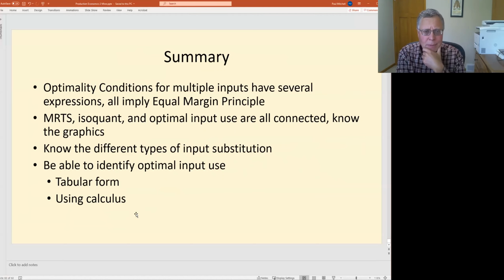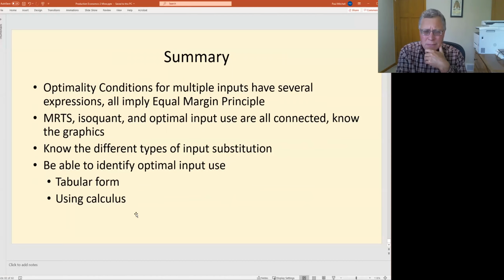We've gone through the optimality conditions for multiple inputs. We have several different ways of expressing it, and it's all what we call the equal margin principle. We've done it in theory, we've done it in practice with the table form. We talked about marginal rates of technical substitution, these isoquants, the trade-off curves, and the slope of the isoquant is the marginal rate of technical substitution. Calculated it with delta y over delta x in a table, and how to find the optimal input using that. We've also gone into it using calculus, what we just finished.